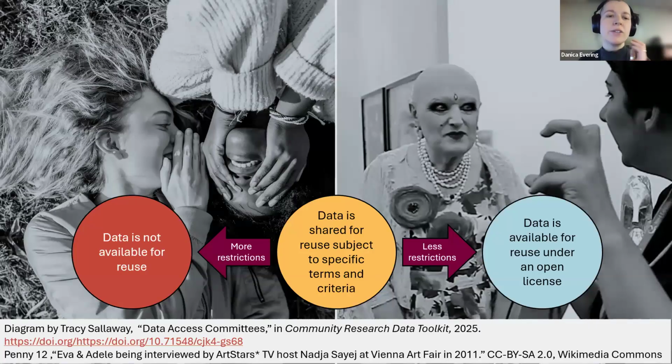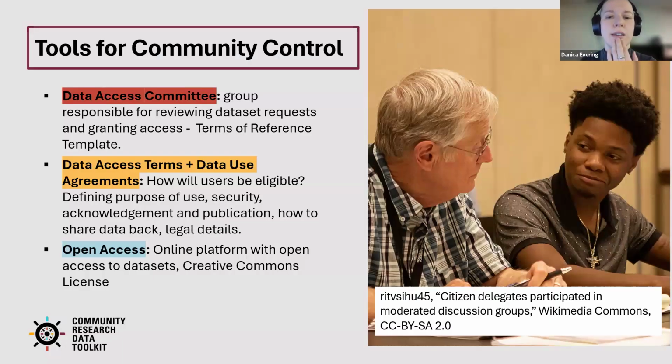But like I mentioned, there's a spectrum of security. And so we might see a range from data is not available for use at all, through data might be shared using specific terms and criteria, to data are available under an open license. And so just to give the spectrum of the tools that are included in the toolkit for this, there is a data access committee framework that our colleagues have put together. This would be imagining a group of people, maybe a board committee, maybe an ad hoc group, that would review requests that come in and grant or deny access based on criteria.